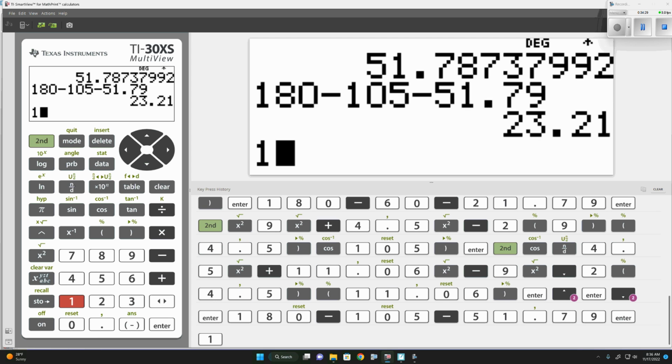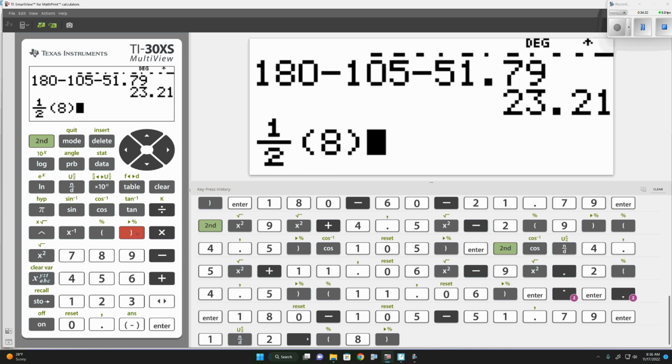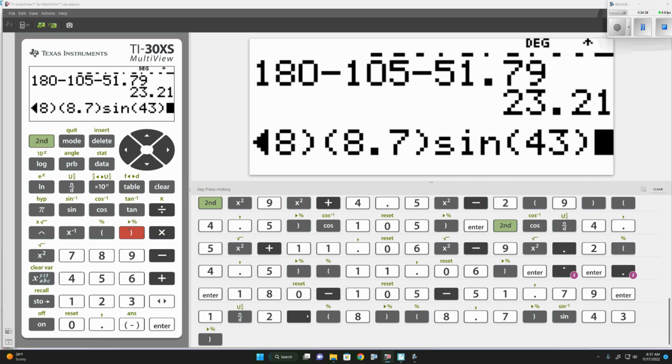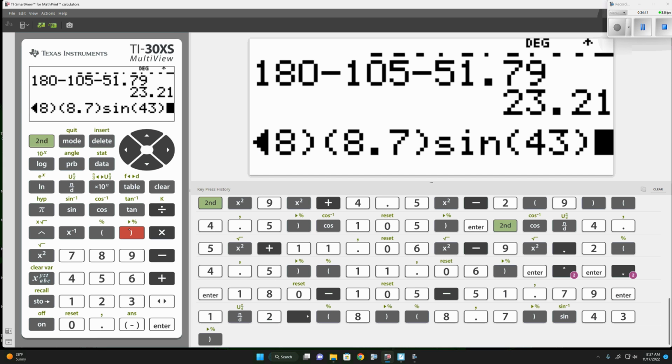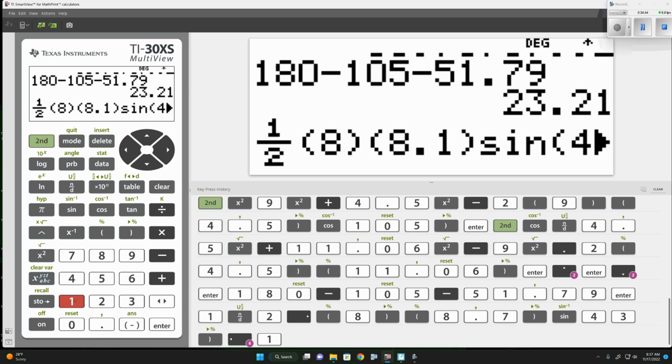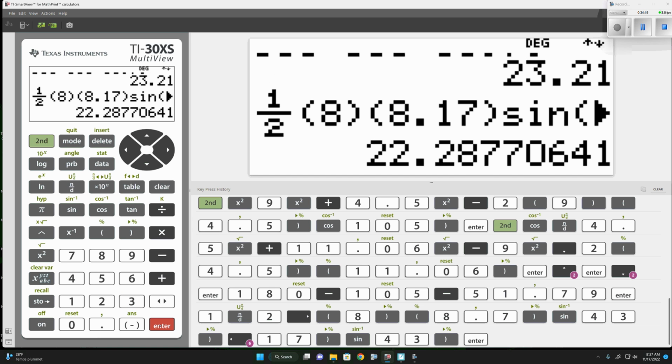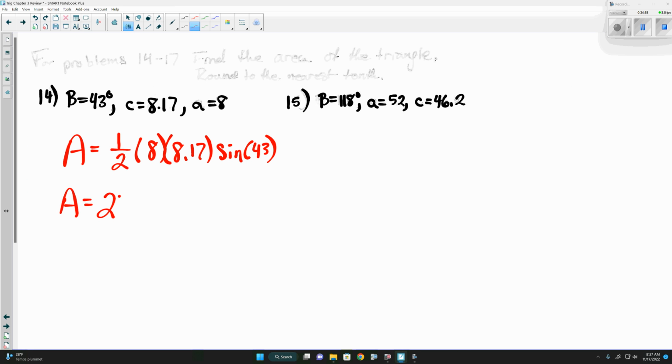So 1/2 times 8 times 8.7 times sine of 43 gives us 22.287, or 22.29. And that's it. Questions on 14 or 15? Because those are going to be the exact same.